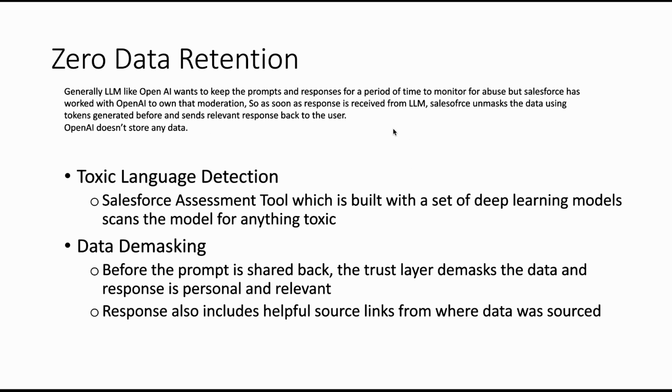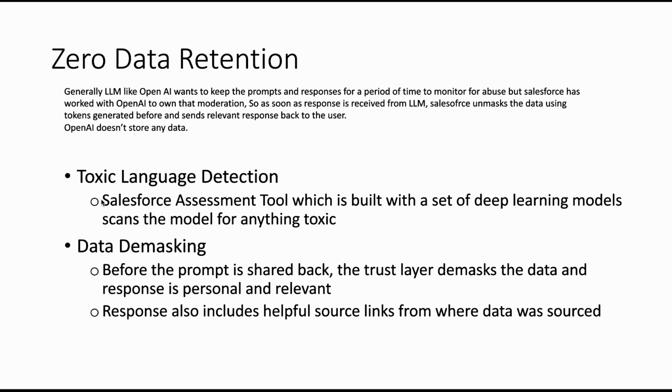So, there's a typo. In this case, Salesforce will unmask the data. The response is retrieved by the LLM. Because we masked the data, now we have to unmask the data, and there is some tokenization inbuilt. So Salesforce will get back the response and then replace all of those masked terms with unmasked data. Then it is shared back with the user, which is more personal and relevant to the user.